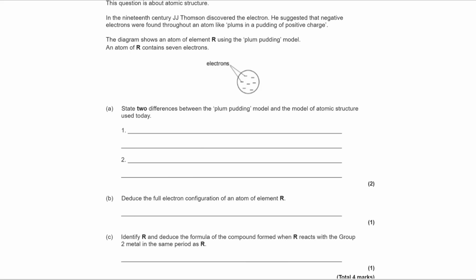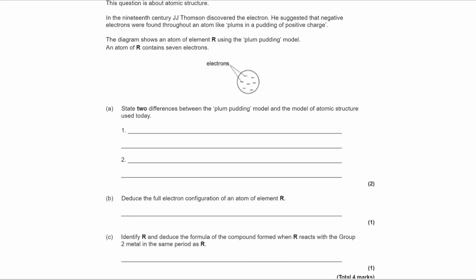So we're looking at the J.J. Thomson model based on what he saw in the 19th century. That was the plum pudding model, a pudding of positive charge with electrons embedded in it. And we now know that it's very different to that. So we're looking for the 2 key differences.